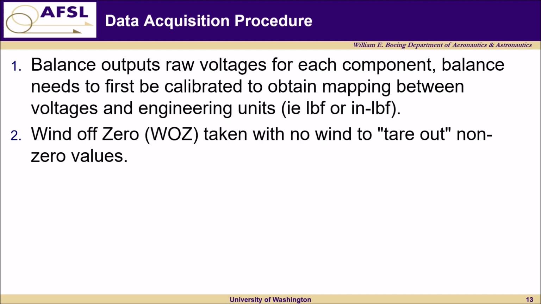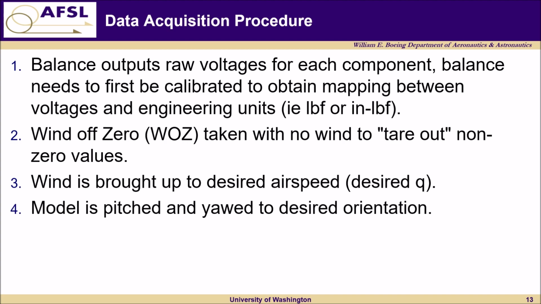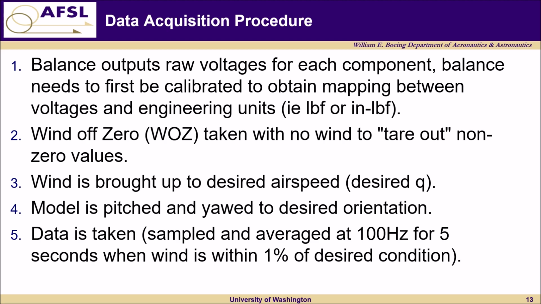Once the WOZ is complete, we bring the wind up to the desired airspeed, or more commonly referred to as the desired dynamic pressure, or Q. While the wind is being brought up, we'll also simultaneously pitch and yaw the model to the desired orientation. Once the wind and orientation of the model are correct, we'll start to take data.